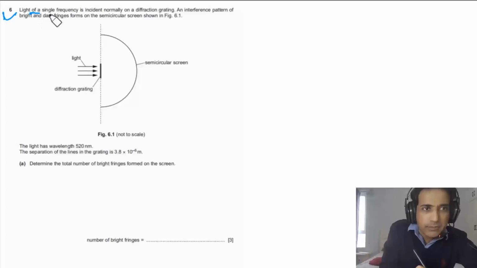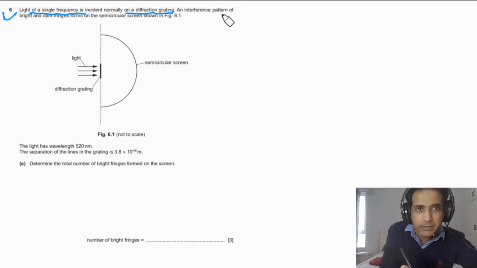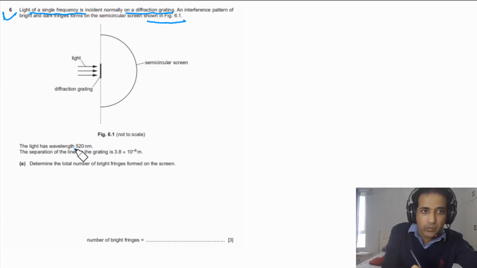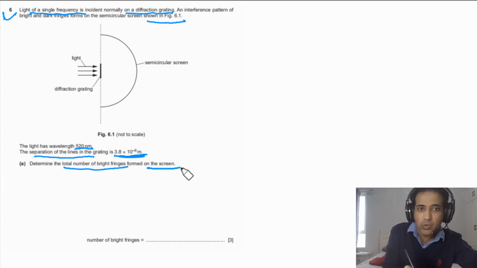Question 6 is: light of a single frequency is incident normally on a diffraction grating. An interference pattern of bright and dark fringes forms on the semicircular screen shown in figure 6.1. The light has wavelength of 520 nanometers. The separation of the lines in the grating is 3.8 times 10 to minus 6 meters. Determine the total number of bright fringes formed on the screen.